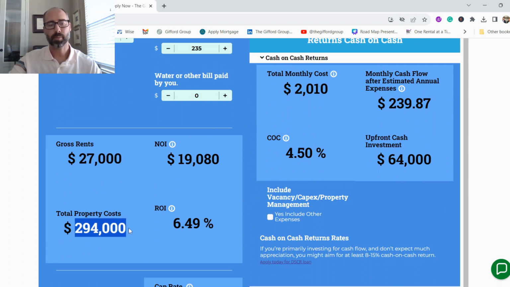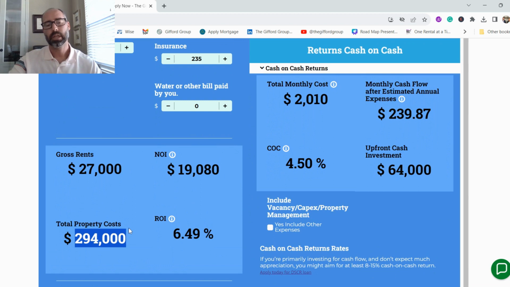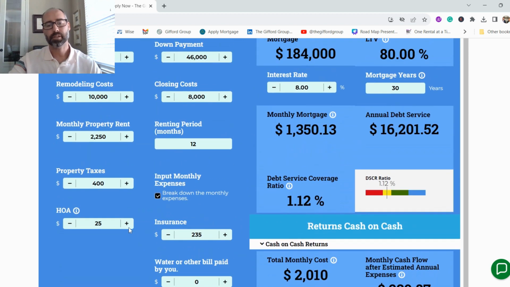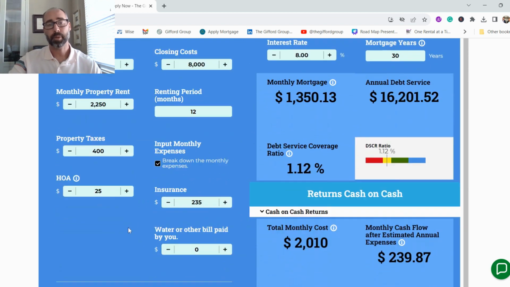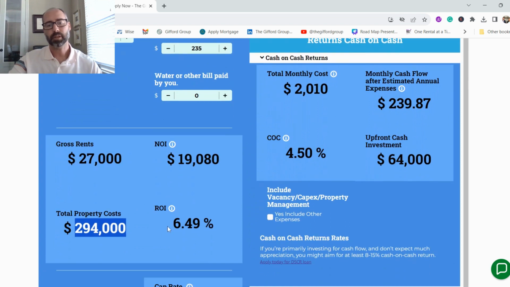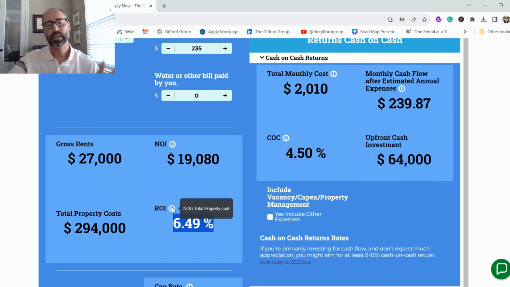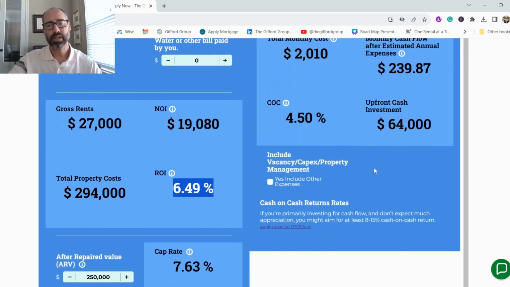These are our total cost of the property, which is the purchase price, the loan, the closing costs, repairs, remodeling cost, and down payment to get in there. So this tells you your return on investment. Basically, this is going to be your NOI over your total cost. It's not a calculation a lot of people use for real estate. A lot of people use more of a cash on cash return.